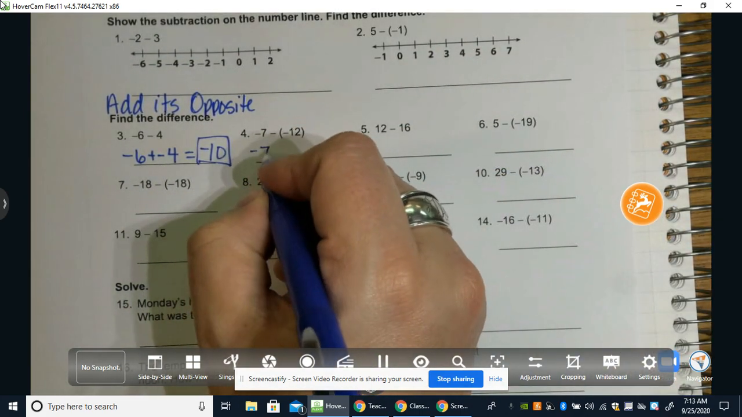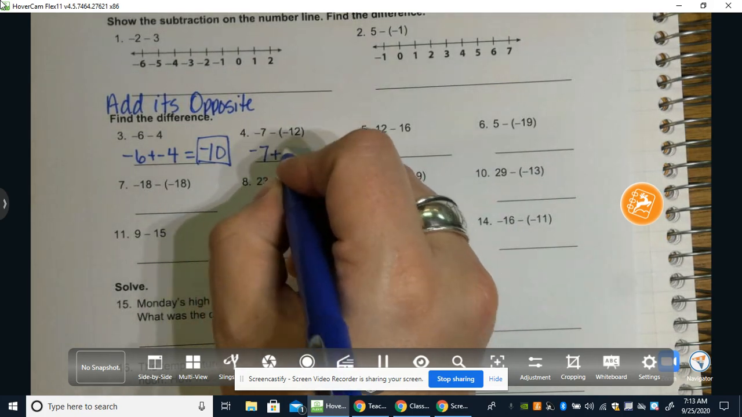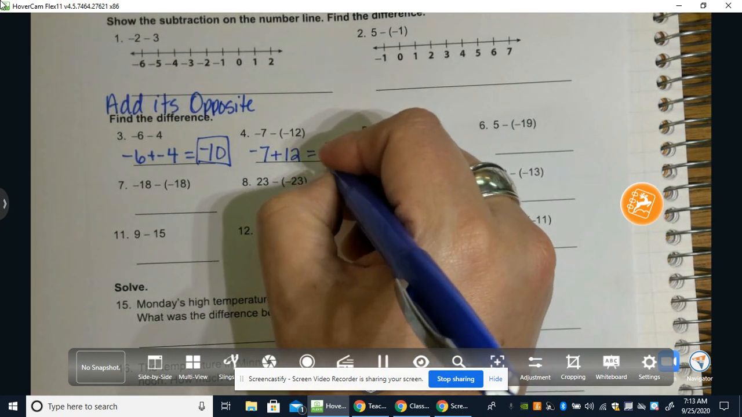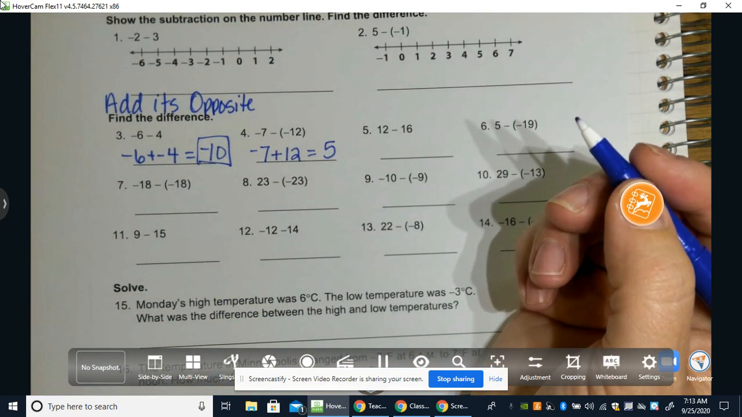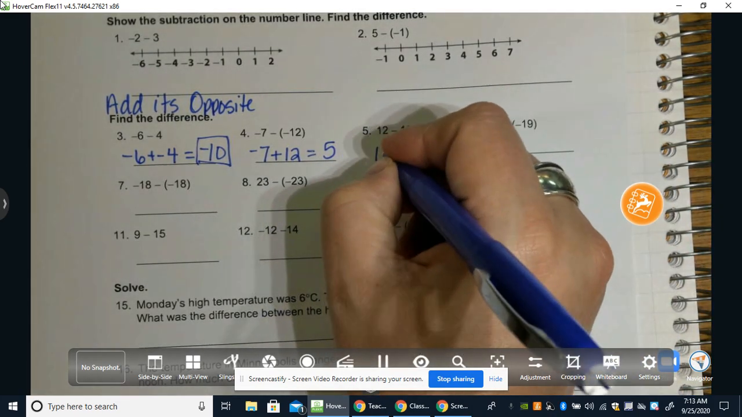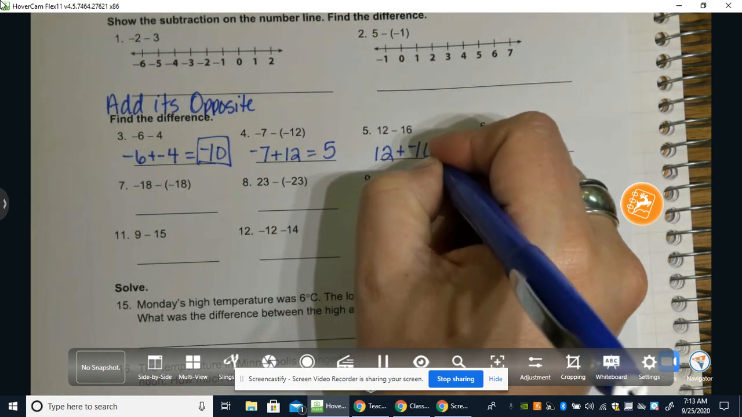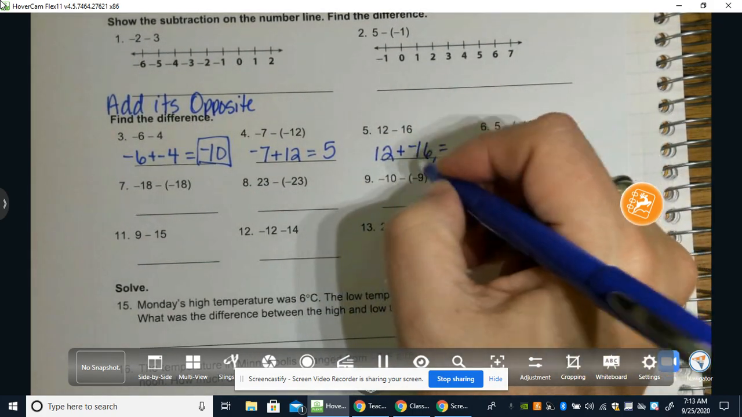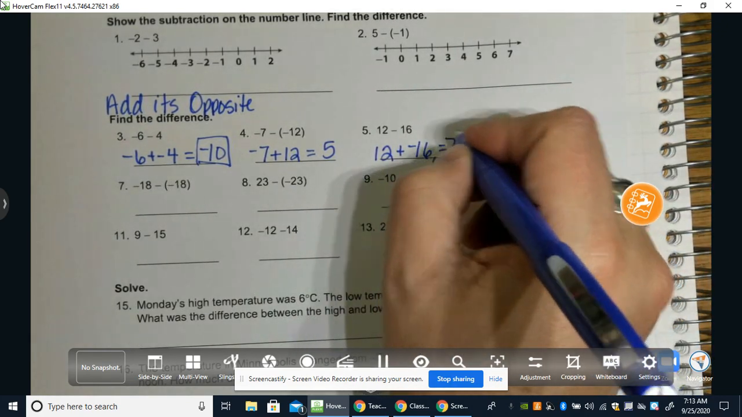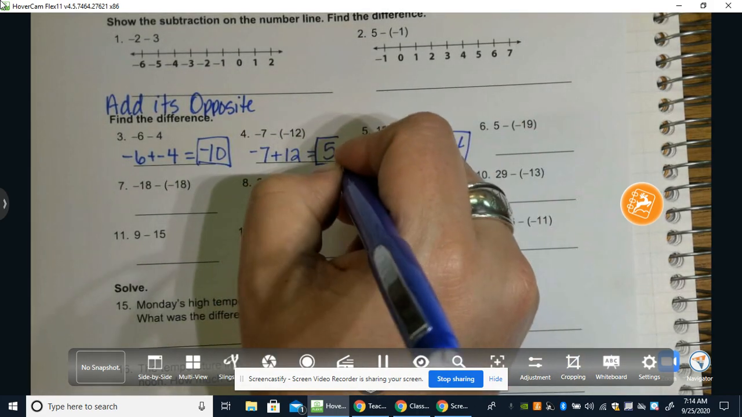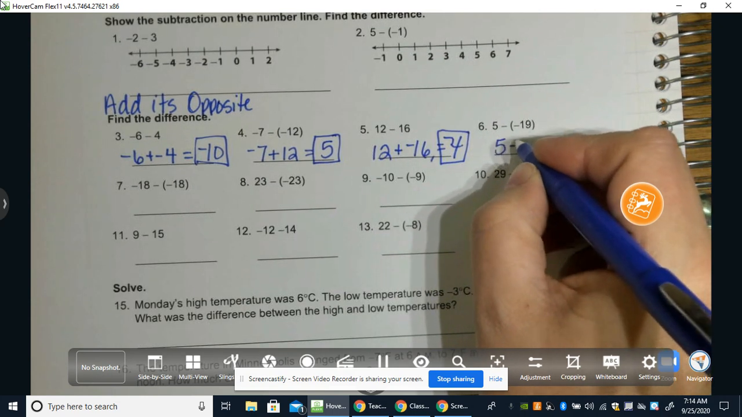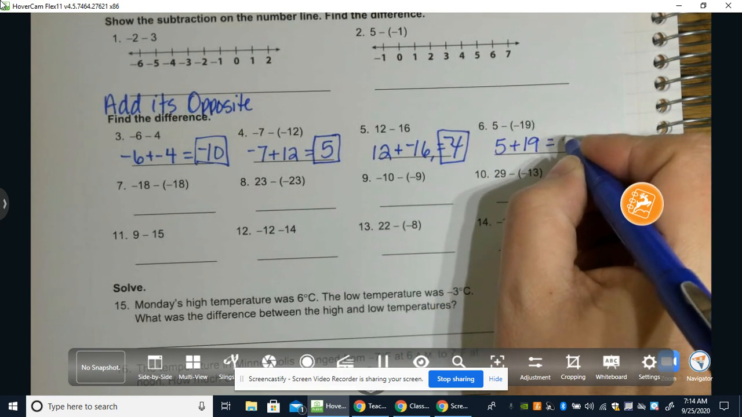Second one, -7 minus a -12, which would be plus 12. Different signs, so I subtract. 12 minus 7 is 5. I have more of a positive than a negative, so it's going to be a positive 5. 12 minus 16, 12 plus a -16, different signs, so we subtract. 16 minus 12 gives me 4, and it's going to be a -4. Okay, 5 minus a -19, that's 5 plus 19, which gives me 24.